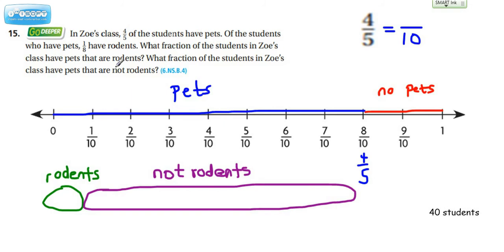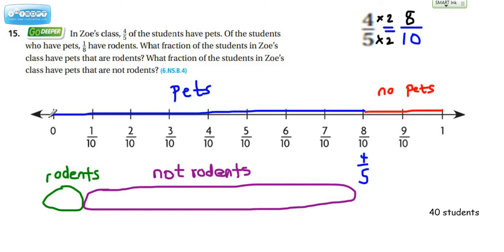So to make this easier to map out, I'm going to suggest that we rethink 4/5 as something tenths. If we come up with the something, we would do times 2 times 2, and that would be equal to 8/10. So let's model that. 8/10, that's right here. Those are all the folks that have pets. By the way, that means that you have 2/10 of the folks that don't have any pets, because remember the whole class would be 10/10 or 1.